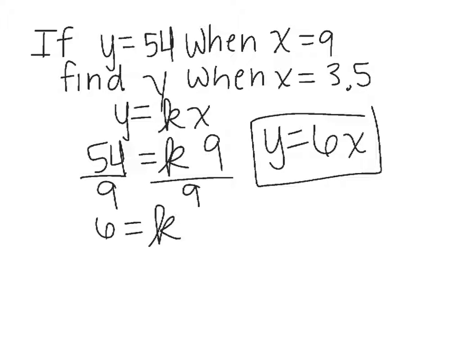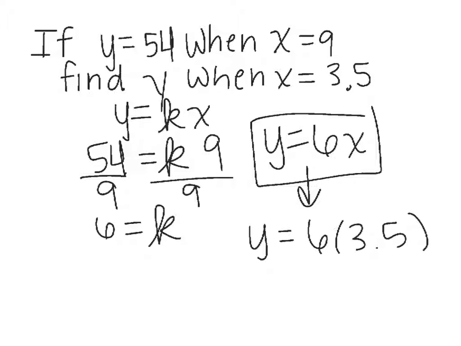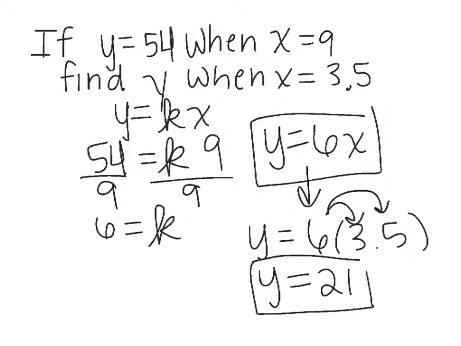Then it tells us to find y when x is 3.5. Well, that's really easy, and we go y equals 6 times 3.5. I know 6 times 3 is 18. 6 times a half is 3. So 18 plus 3, that's going to give us a y value of 21. That's our second answer.